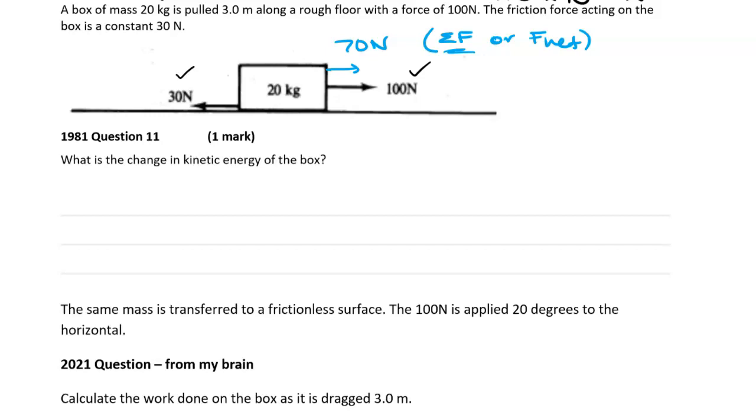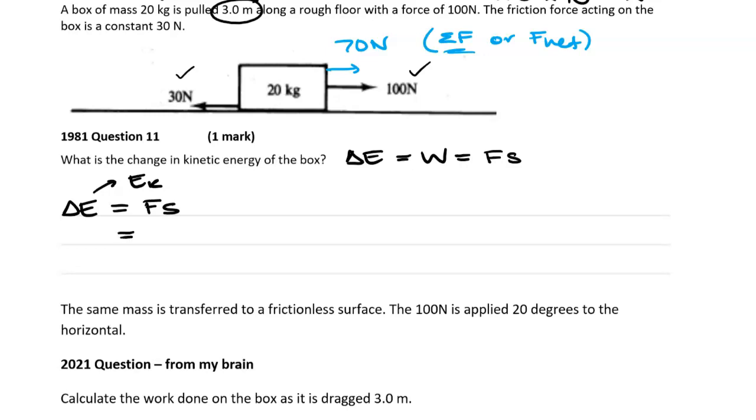So what is the change in kinetic energy of the box? Like we talked about previously, the change in kinetic energy is equal to the work done, and we can figure out the work done by knowing the force times the displacement. The displacement we were told in the question. So delta E equals force times displacement. That delta E is just going to be the kinetic energy because there's no gravitational potential energy, there's no spring potential energy. We've already accounted for that frictional force. Okay, good. Change in kinetic energy is going to be the net force of 70 times the displacement. So that should technically be 2.1 by 10 to the 2 joules.